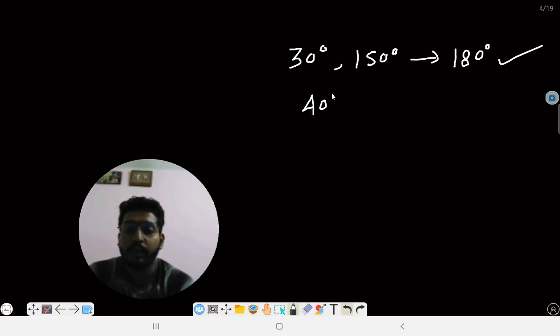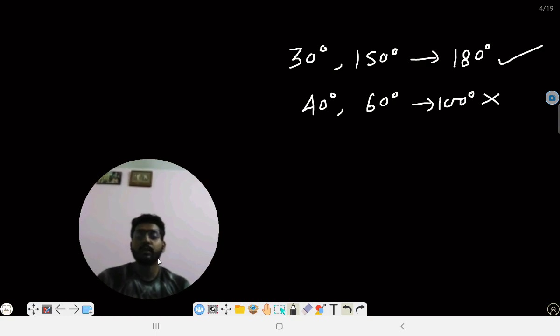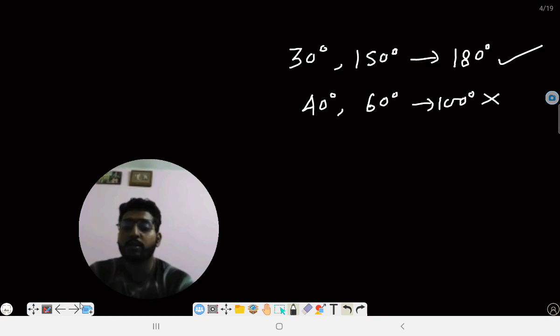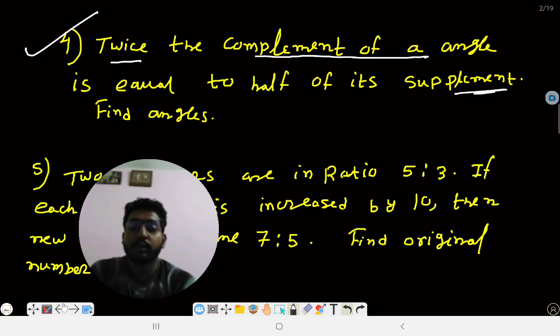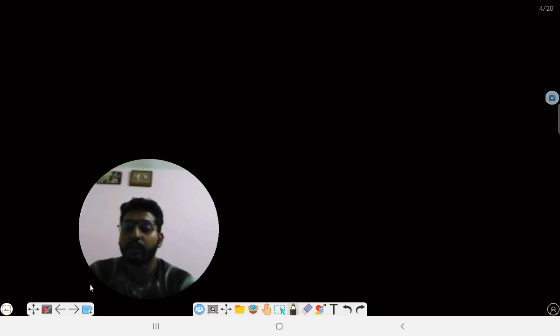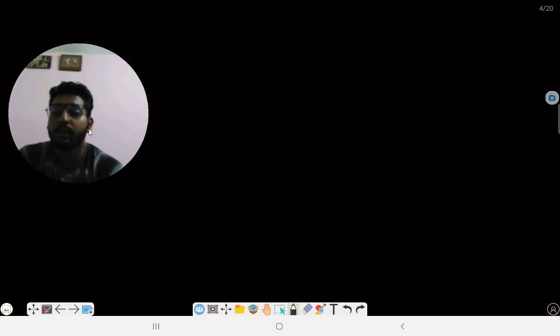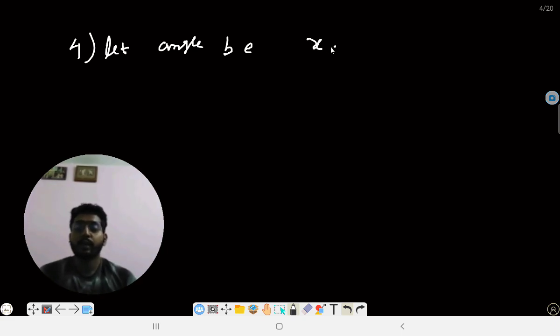But suppose 40 degrees and 60 degrees. Add these, it comes to 100 degrees. That means it is not supplementary. So for supplementary the sum has to be 180 degrees, and for complementary the sum has to be 90 degrees. So here, complement of an angle. First you have to let the angle be something. So for question number 4, let the angle be x. Now there are two things, the complement of an angle and the supplement of an angle.